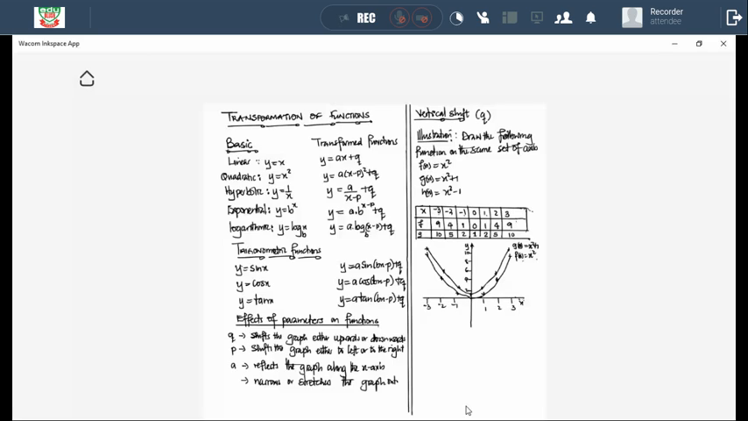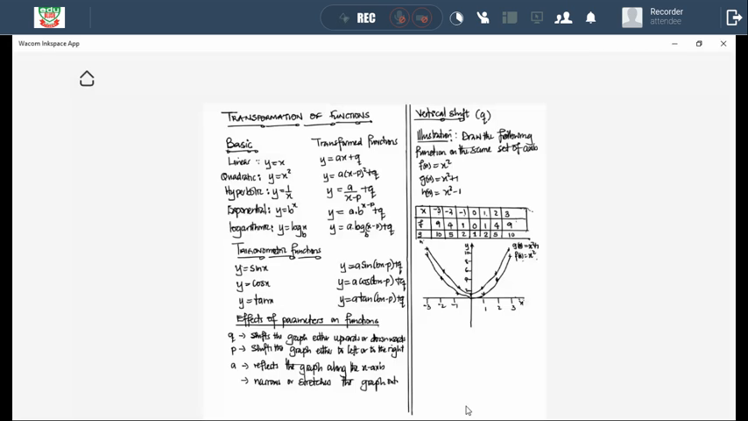So as long as you're adding a constant to any function, be it a trigonometric function, be it a logarithmic function, and if you want to shift it 3 units up, you just go to that exponential function or logarithmic function or trig function, you say plus 3, the function will definitely go up.